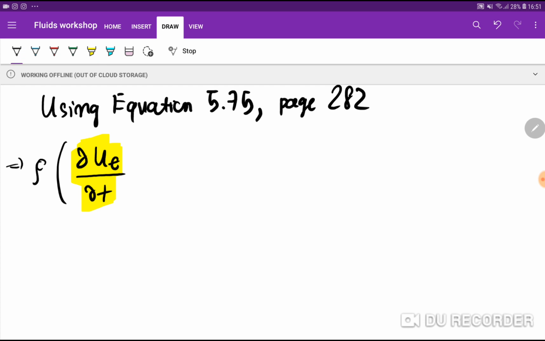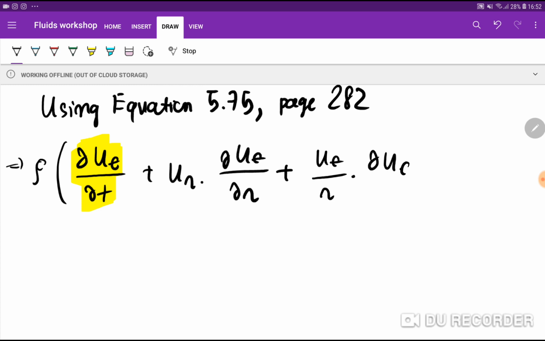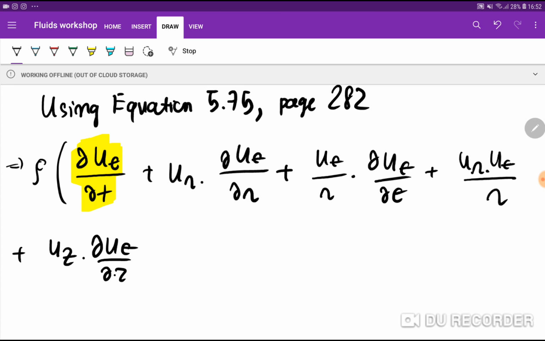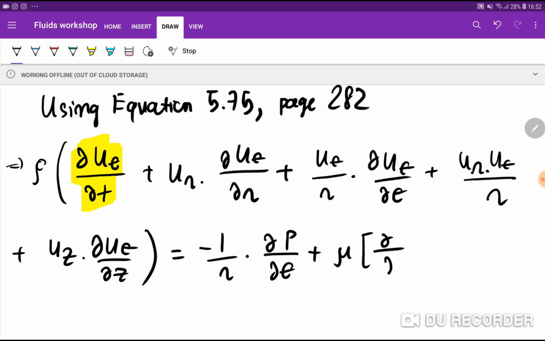Okay, moving on. Now you can add ur times partial of u theta over partial r, plus u theta over r times partial of u theta over partial theta, plus ur times u theta over r, plus uz times partial of u theta over partial z, equal to minus 1 over r times partial pressure over partial theta, plus mu times partial with respect to r of 1 over r times partial of r times u theta over partial r.